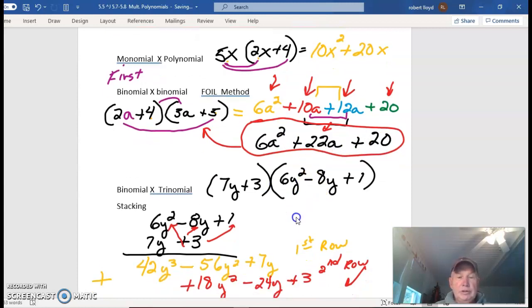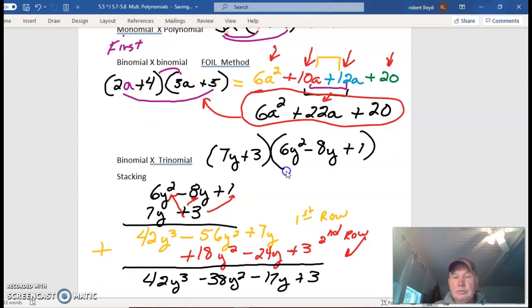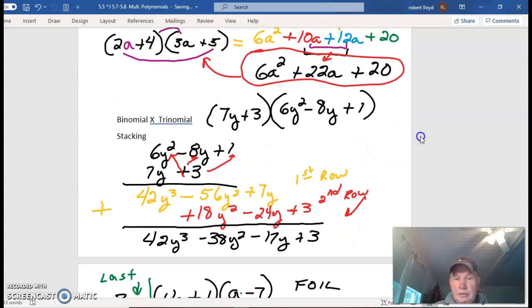The next one is a binomial, 2 terms, times a trinomial, 3 terms. So probably the easiest way to do it is stacking. There is another way where you can take the 7y times each of the terms separately. If you stack them, you can line them up nicely by common terms. Either way you do it, you have to take the first term times each of the terms in the trinomial.